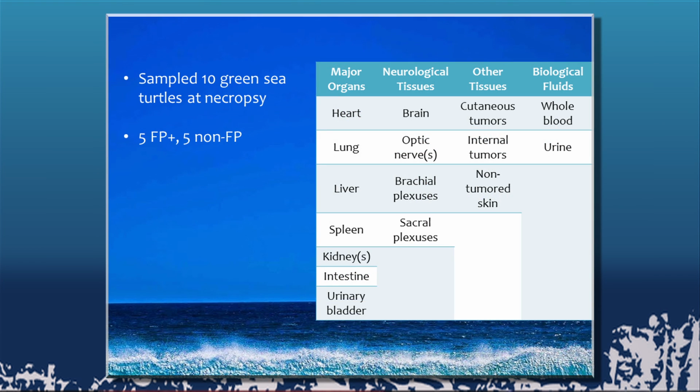I followed up this study by taking extensive samples from 10 green sea turtles at necropsy. 5 of them had tumors, 5 did not. We took samples of all of their major organs, their neurological tissues, including optic nerves, nerves innervating their front flippers, and nerves innervating their hind flippers, skin, tumors, blood, and urine.